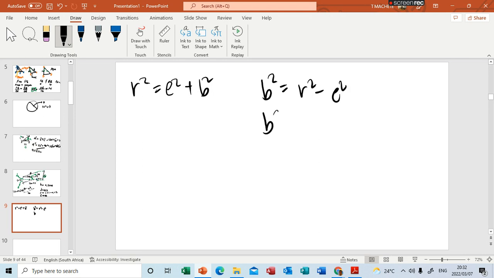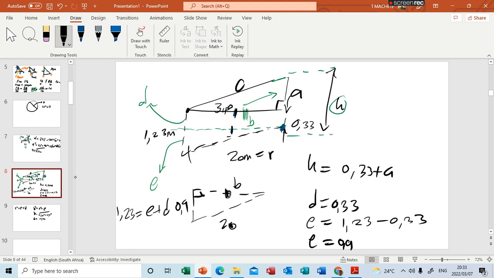I'm going to write B and then write the square root there. B is equal to the square root of R squared minus E squared, so 20 squared minus 0.9 squared. Then you find your B. What is your B? It's like 20 minus 1, 19.98. That's your B.